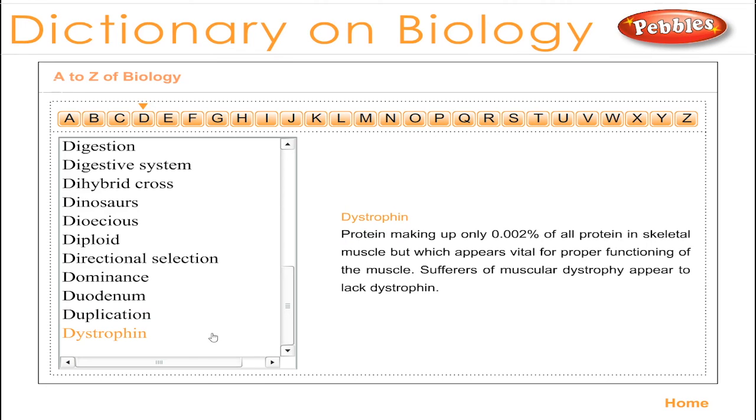Dystrophin. Protein making up only 0.002% of all protein in skeletal muscle, but which appears vital for proper functioning of the muscle. Sufferers of muscular dystrophy appear to lack dystrophin.